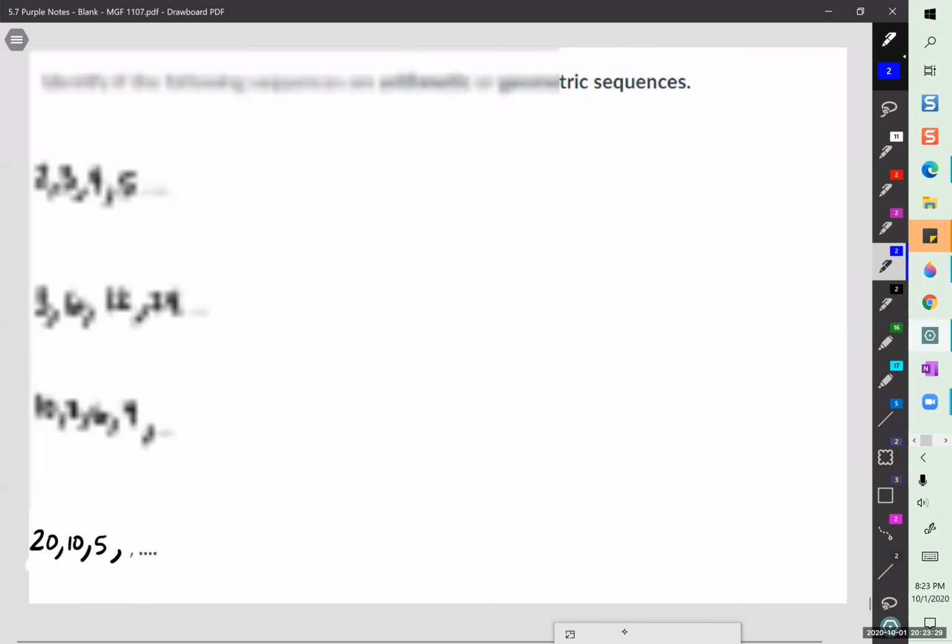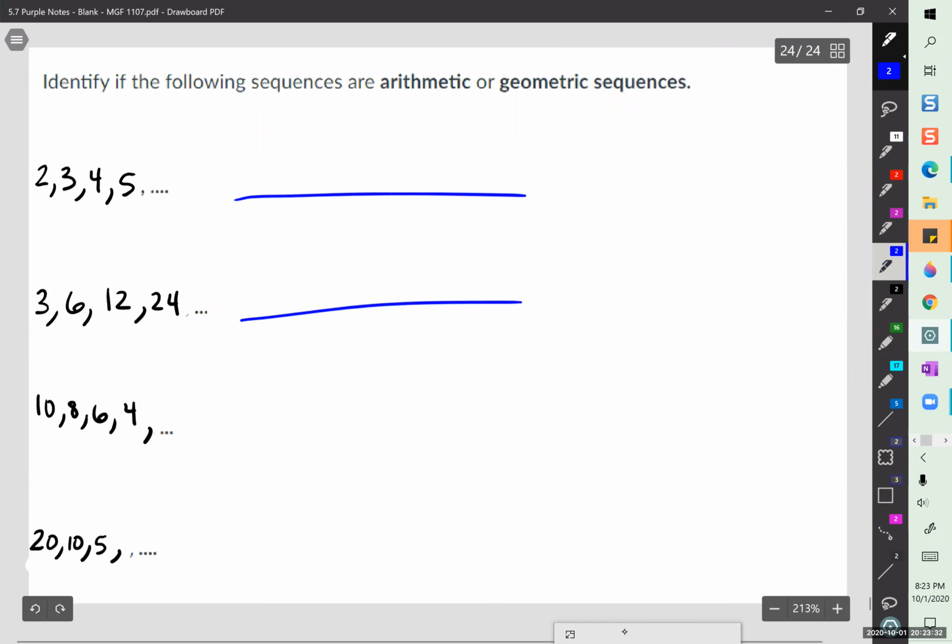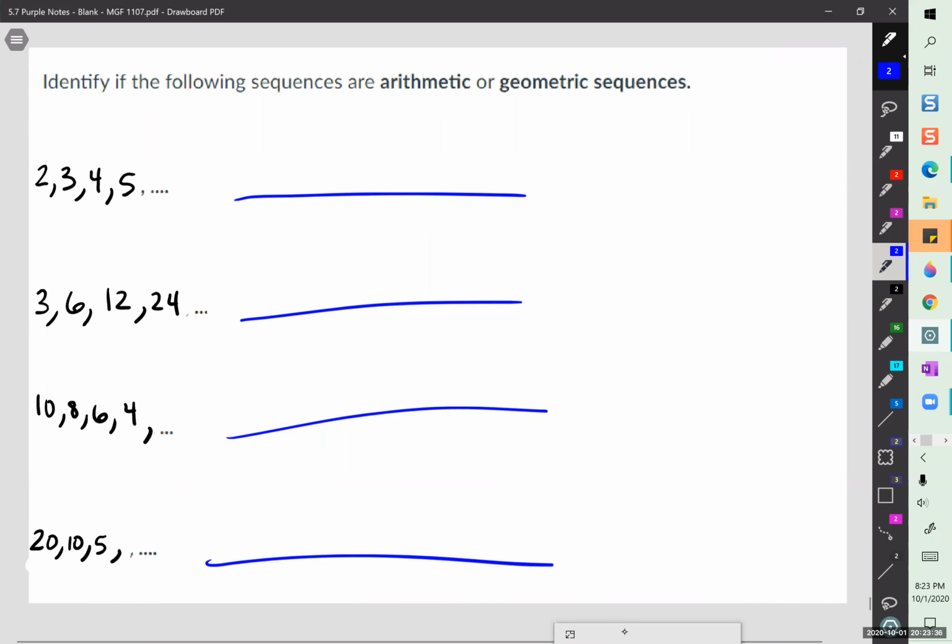You're given a list of sequences. Write in whether they represent arithmetic or geometric. That is, figure out if they are differing by common difference or by common ratio. And for practice, why don't you also write down that common difference or common ratio along with the labeling.